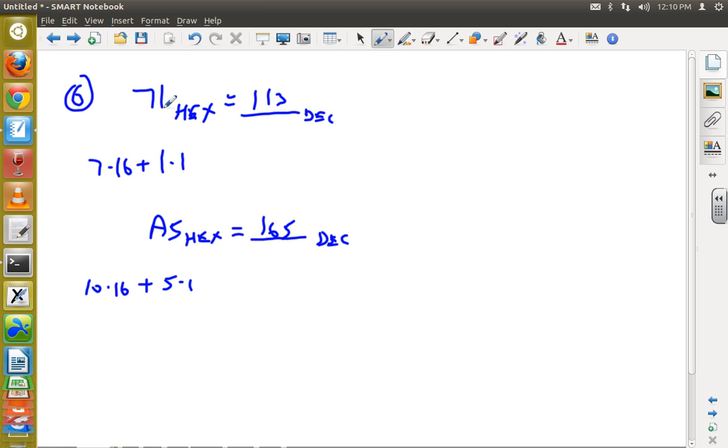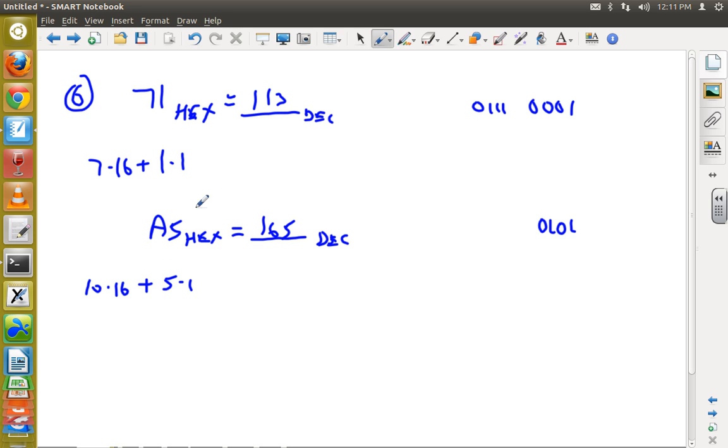Every digit in hex is represented at most by how many bits? 4 bits. So how do you write 1 in 4 bits? 0001. How do you write 7 in 4 bits? 0111. Right? Do it again. How do you write 5 in 4 bits? Do you need an 8? No. Do you need a 4? Yes. Do you need a 2? No. Do you need a 1? Yes.